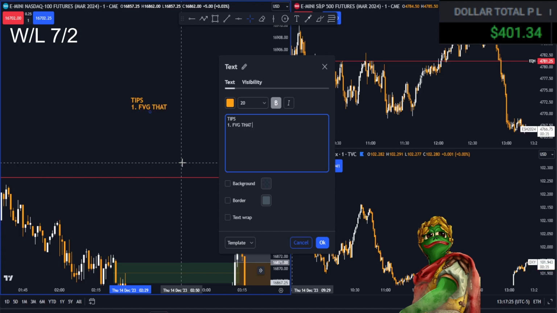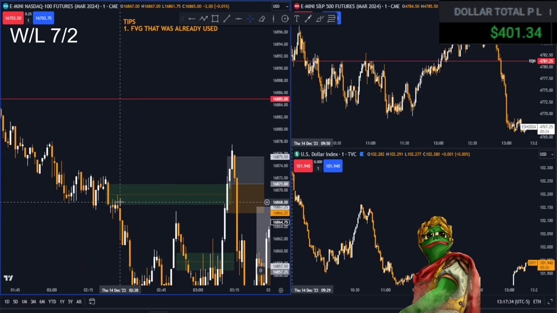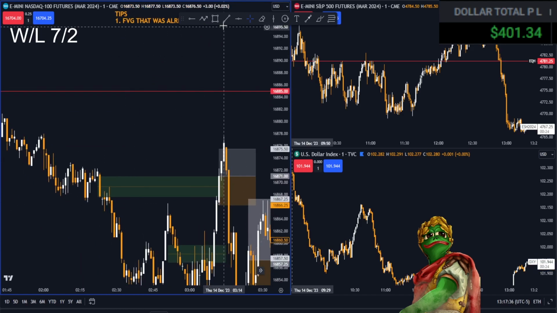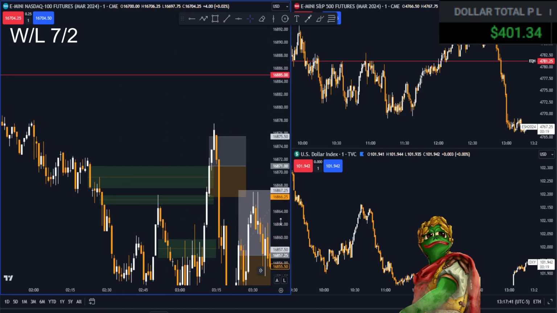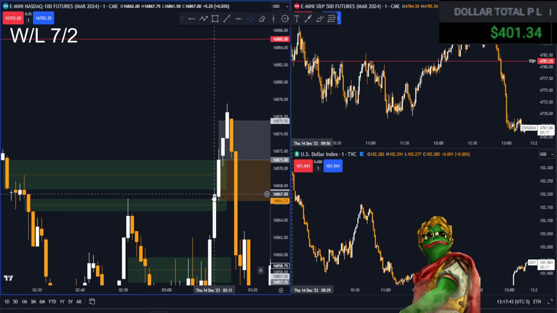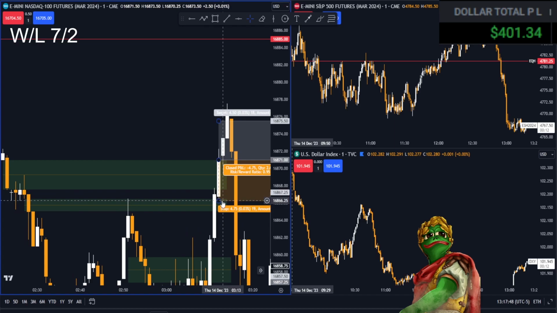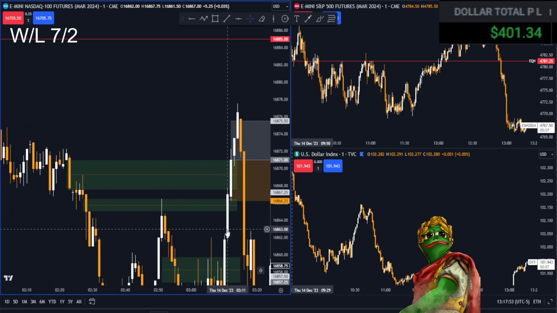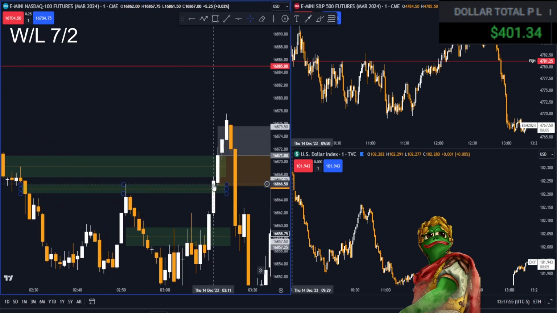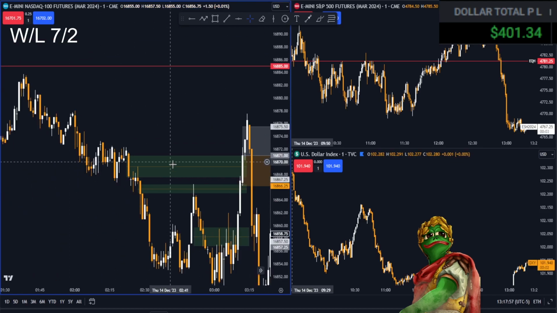A fair value gap that was already used. Like here, right? Or this one, you see it was used here. Then we went above, closed above this fair value gap here, retraced back into it. This would be a great entry, but you know, sometimes you're just not fast enough. So entry from here and your target, whatever your target is.